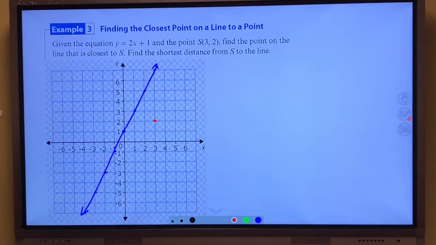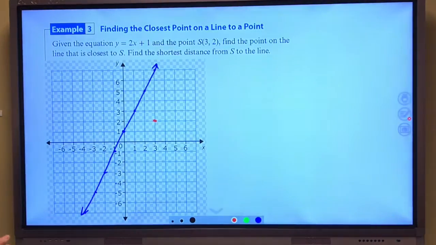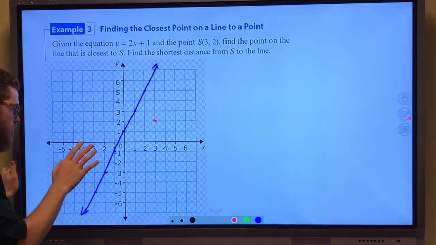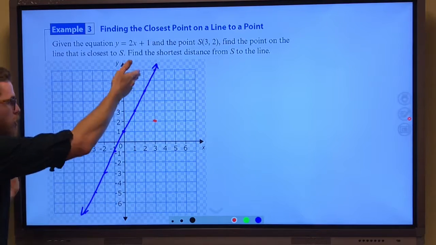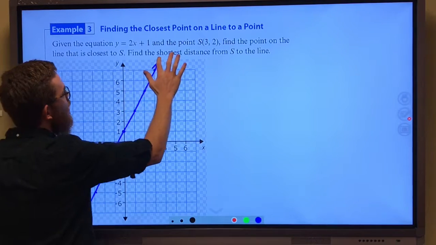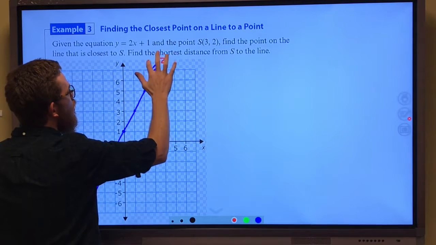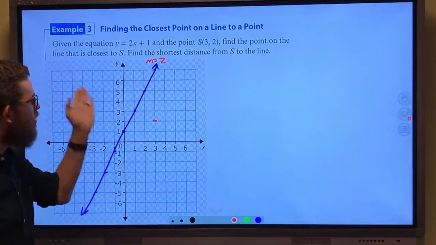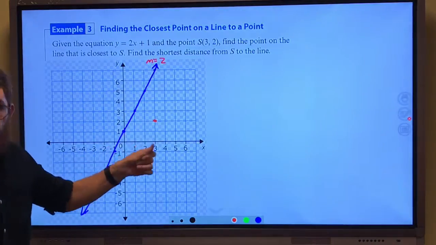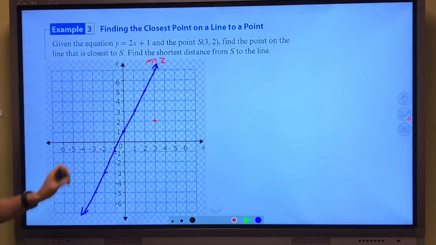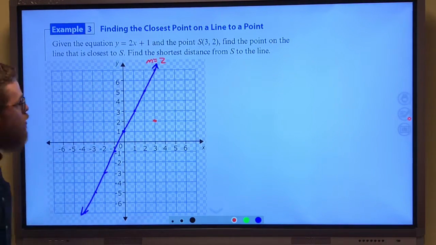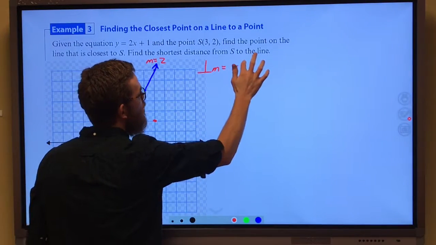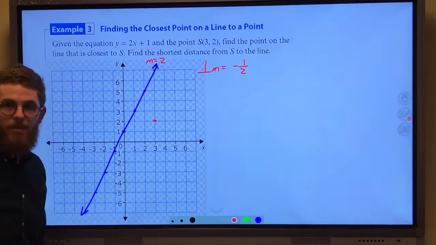We want to find the point on the line that is closest to S. Well, once again, it's helpful to know the slope of this line. The slope of this line is 2, and I need to know the perpendicular line that goes through this point. So, if I am looking at m being 2, the perpendicular slope would be -1/2.